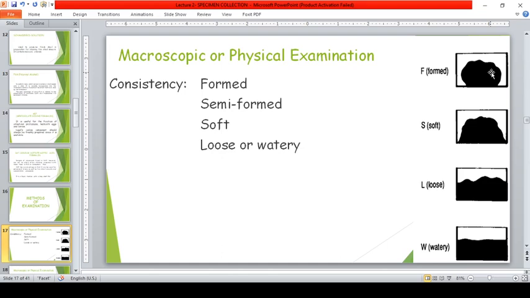Pag mga helminth larvae or eggs. Ano ba yung mga helminth na parasites? Okay, ito yung mga worms. Like the hookworm, Ascaris, Trichuris. So those are the helminths. Okay?